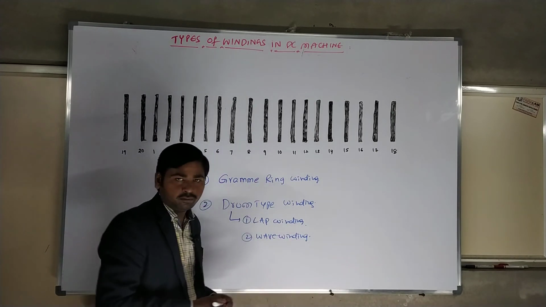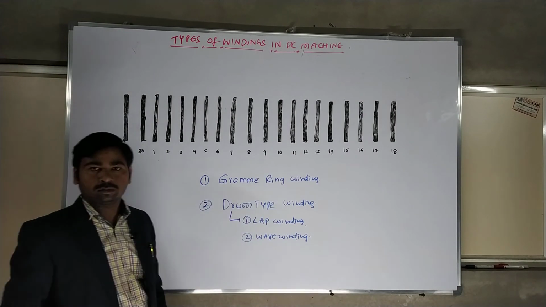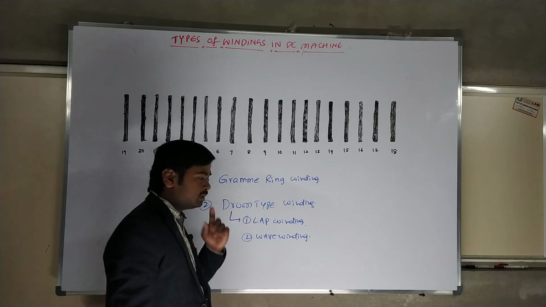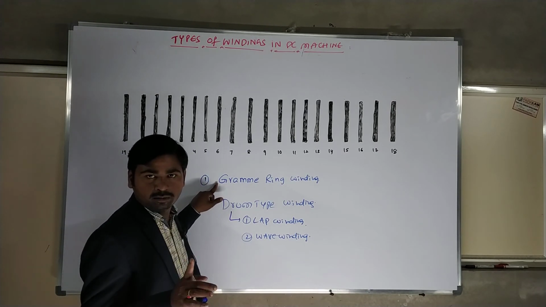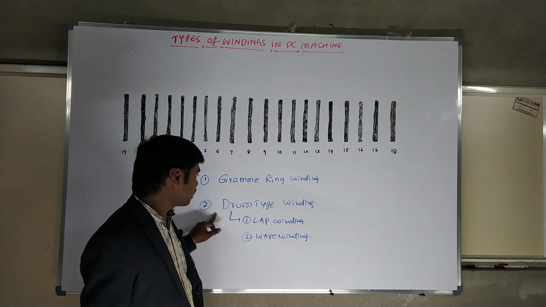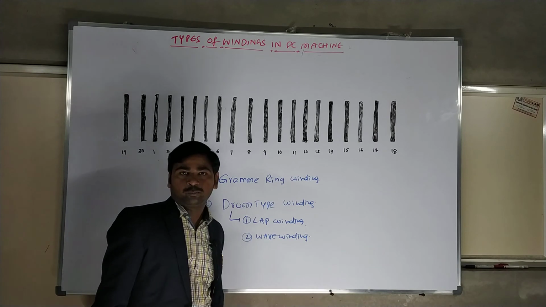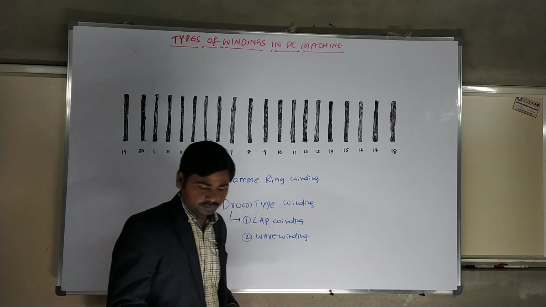According to the way you wind into the slots, there are two types of winding: one is lap winding, the other is wave winding. To recall, one is Gramme ring winding, and the other I told you is drum type winding. What we are using right now in the market in the drum type winding is lap winding and wave winding. Now we have to discuss one by one what lap winding is and what wave winding is. Now let us see it very clearly.